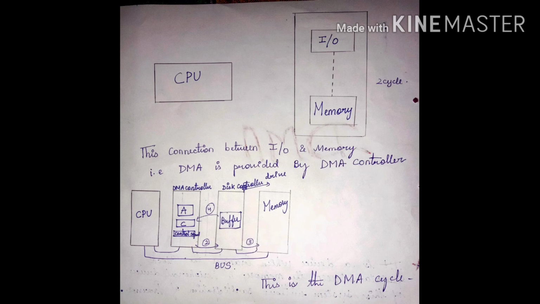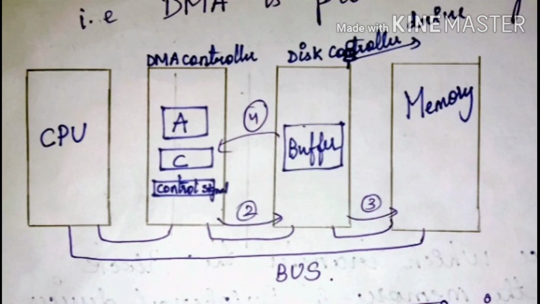Let us see the working of DMA controller. We are having four blocks. First we are having CPU and second DMA controller. DMA controller consists of three blocks again: the address, the count, and the control signal. The third block is this controller and the drive. The drive is connected here on the top. And the fourth block is memory. All four components are connected by bus.